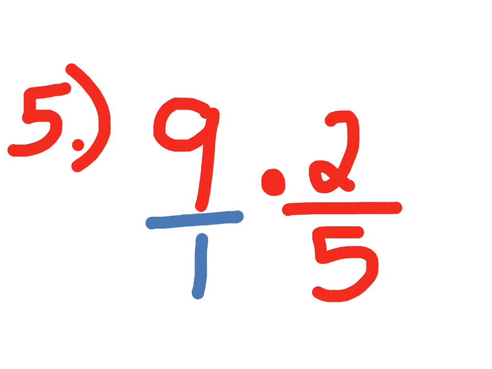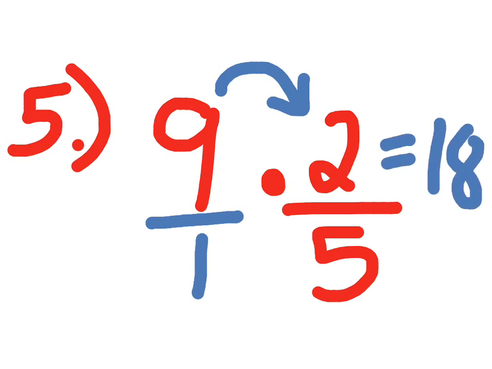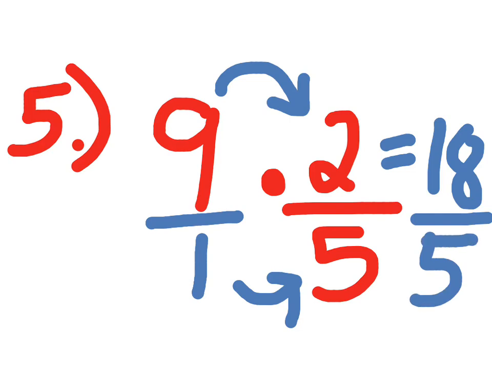Now we are ready to multiply. So 9 times 2 is 18. And then 1 times 5 is 5. Now this is how you multiply a fraction by a fraction and a fraction by a whole number.